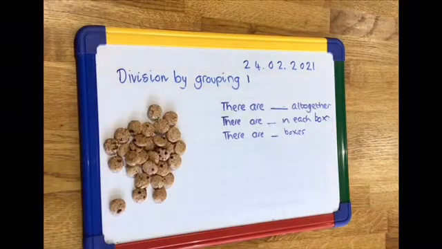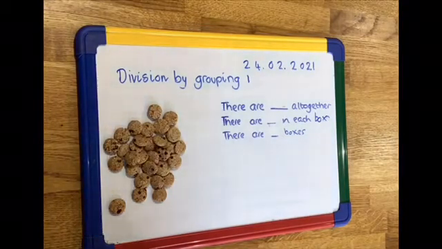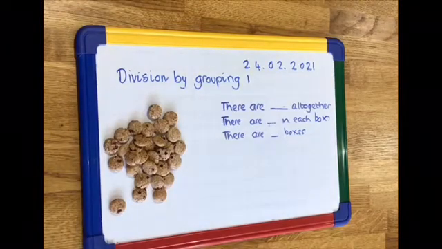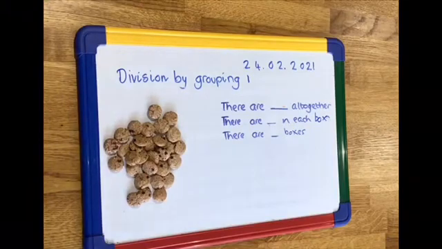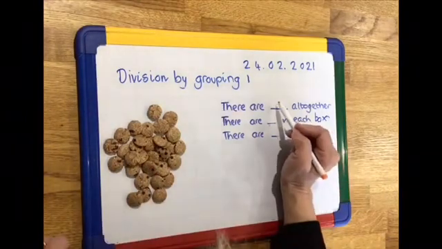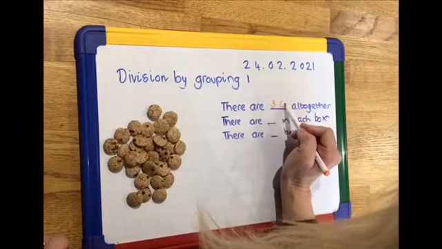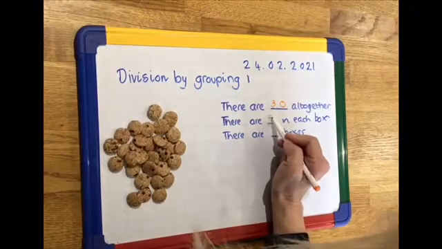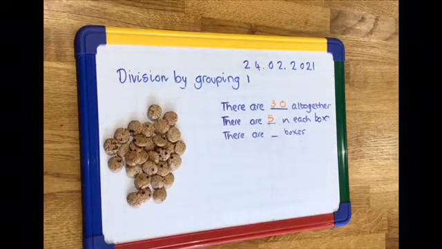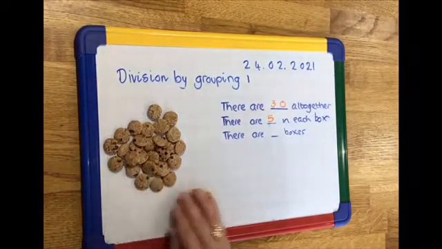So there are 30 cakes altogether and 5 fit into each box. How many boxes does the baker need? So here are my 30 cakes, my trusty cereal again, and I'm going to split them into groups of 5 so I can fill in these parts of my stem sentences. I know there are 30 altogether and I know there are going to be 5 in each box. So how many boxes do I need? Let's put them into groups of 5.